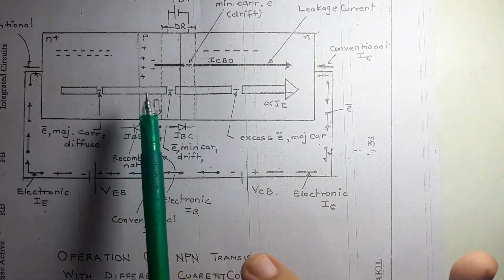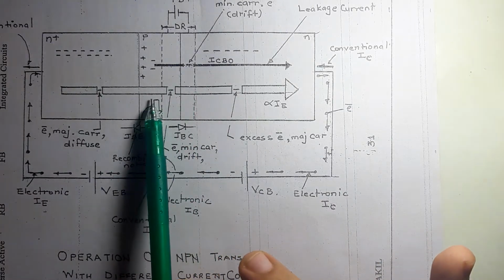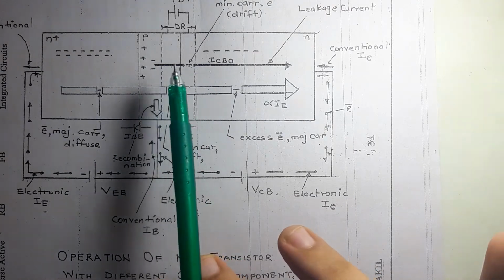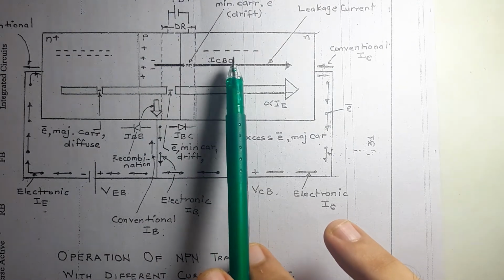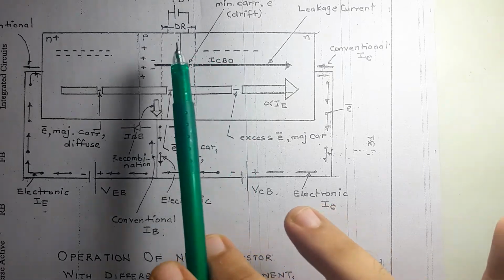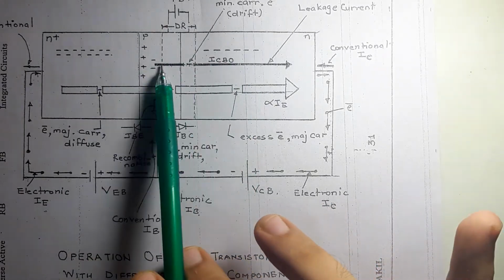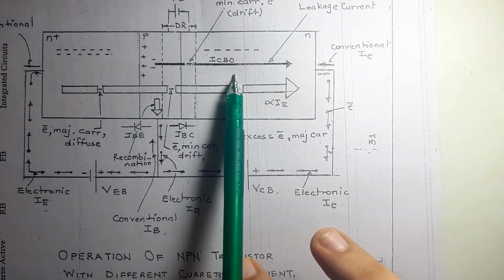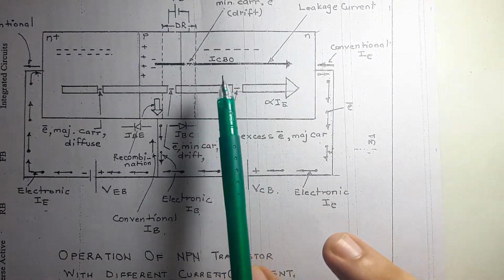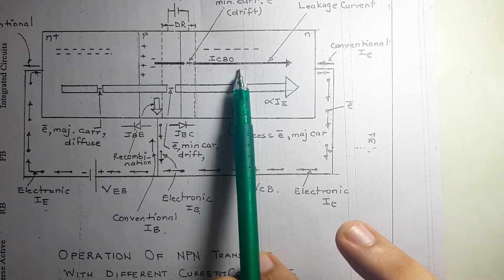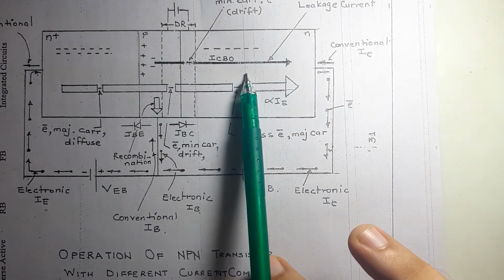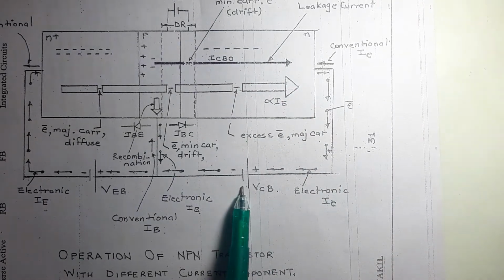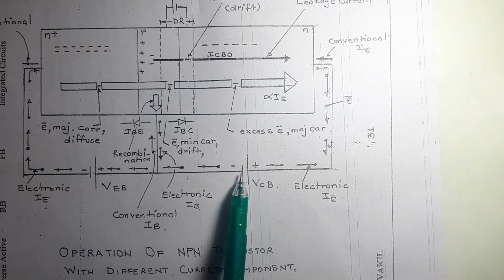Now since the base is very thin and lightly doped, only a few electrons recombine, while most of the electrons drift over here under the influence of the potential barrier across JBC. Because of the potential barrier across it, those electrons will drift from here to here. Now the drifted electrons in C become excessive and are collected by the positive terminal of VCB. Now this constitutes the electronic current IC.